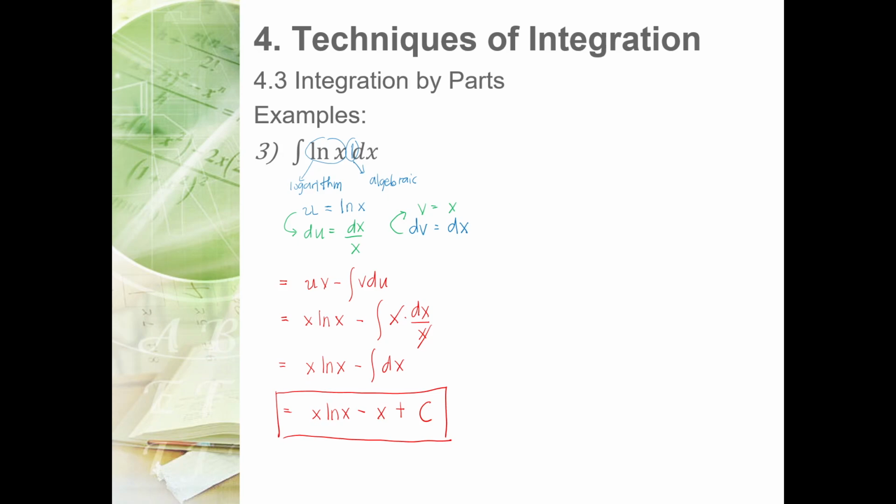Okay, so questions for number 3? Okay, so no questions. So we proceed with number 4.